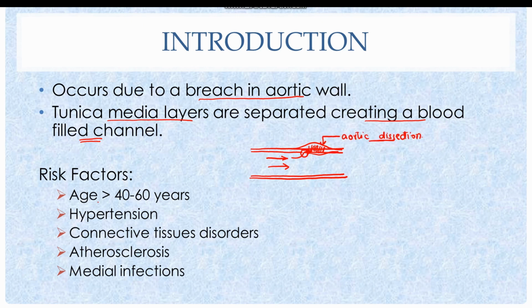Risk factors for aortic dissection include, in most cases, age more than 40 to 60 years. Hypertension is a major risk factor of aortic dissection, since the increased blood pressure is catastrophic to the aortic wall. Moreover, connective tissue disorders and atherosclerosis also result in compromise of blood vessel wall integrity, and tunica media infections such as syphilis can also result in aortic dissection.